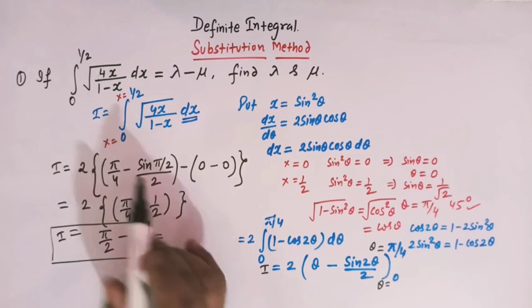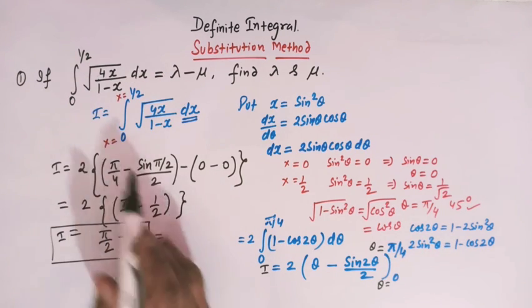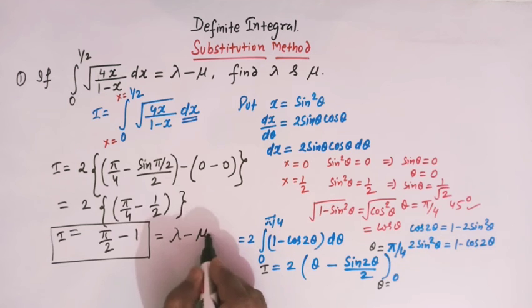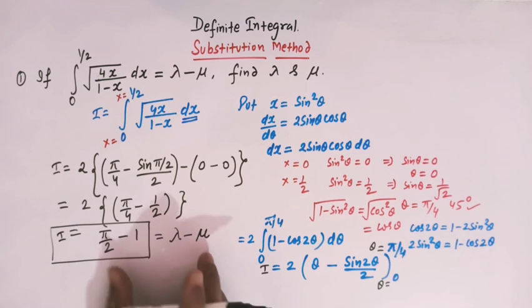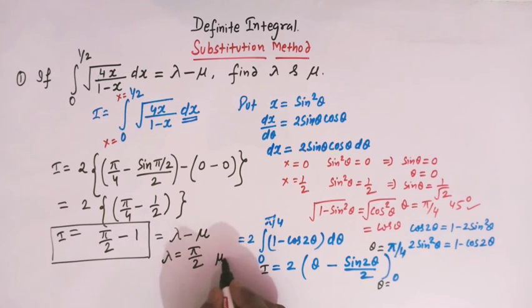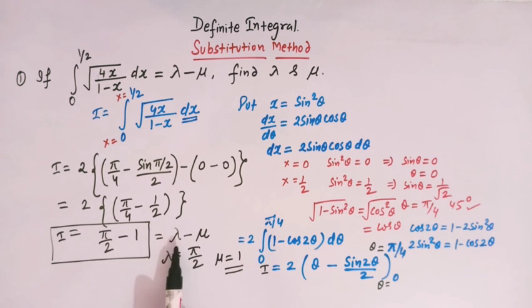But in the problem we are given that this integral is equal to lambda minus mu. So if we now compare both sides, lambda is equal to pi by 2 and mu is equal to 1. So viewers, this is how we find the values of lambda and mu, and this is how we use the method of substitution to solve this problem.